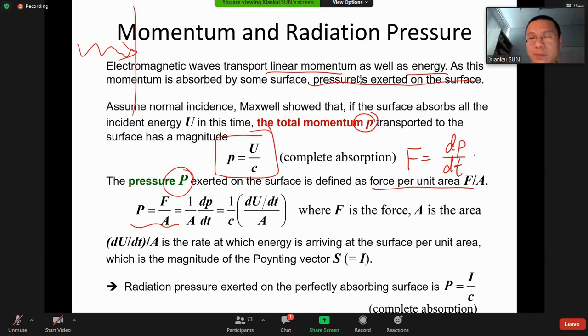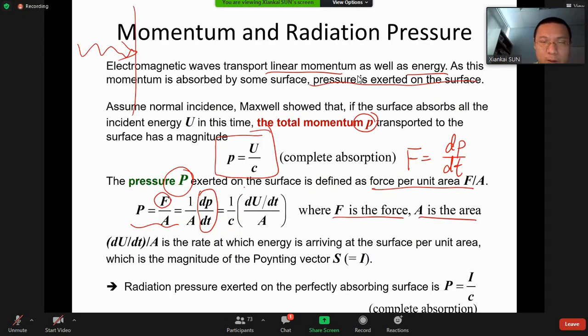This is the impulse theorem from Newtonian mechanics. Substitute F equal to dp over dt into here, and p is equal to U over c. So finally you have 1 over c times dU over dt divided by A, where F is the force and A is the area.